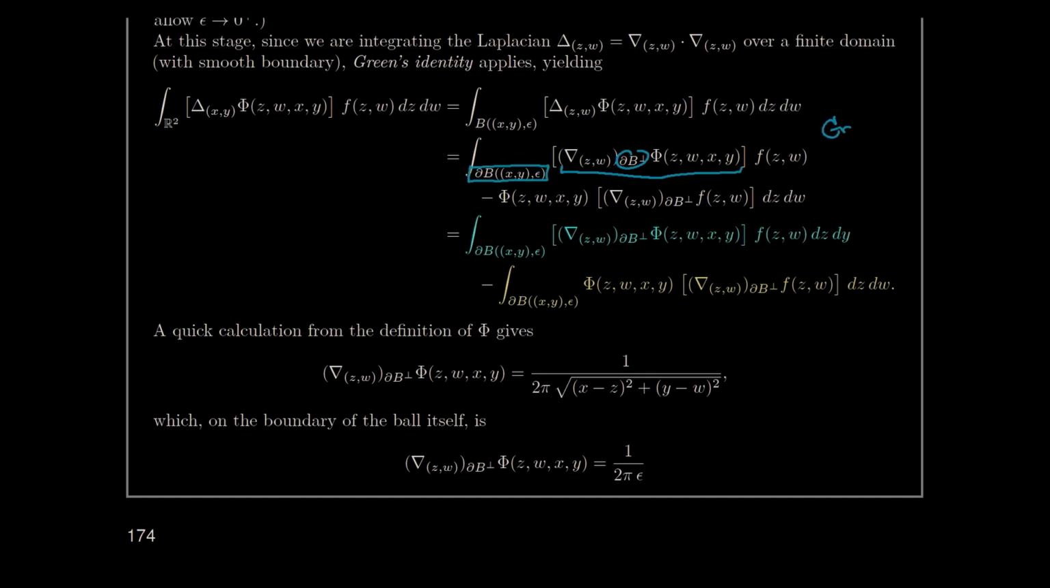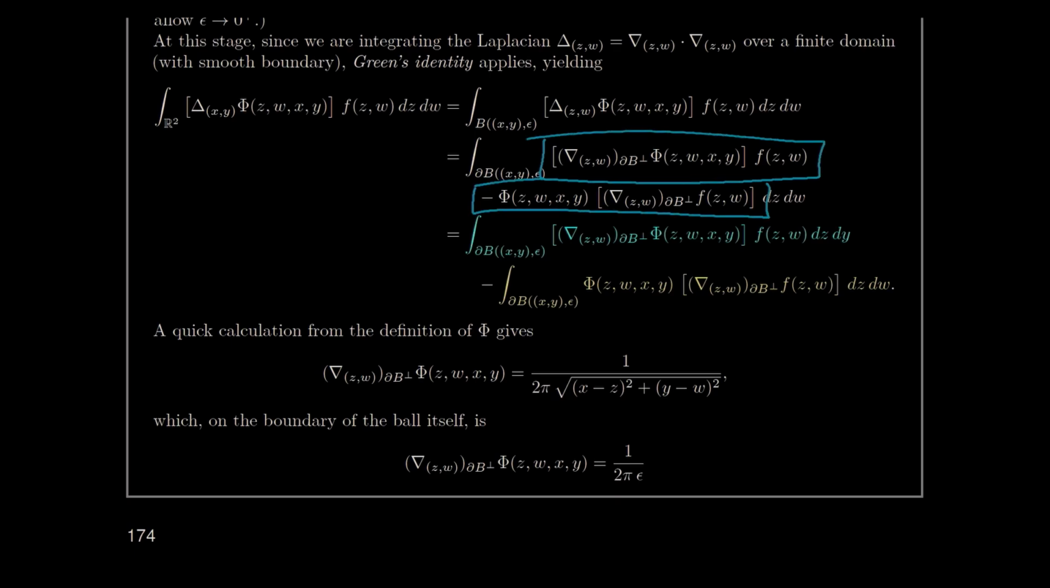So Green's identity says you can trade the Laplacian for the outward unit normal derivative integrated over the boundary. But the price you pay is actually 2 copies of this outward unit normal derivative. So there's a minus sign in the integral. There's really this entire integral term minus this entire integral term.